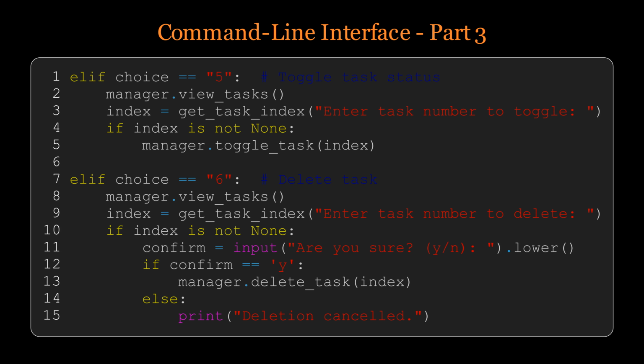For choice 6, deleting a task, we also show all tasks first and get the index. Then we add an extra safety step. We ask for confirmation. Deleting is destructive, so we prompt, "Are you sure?" and only proceed if they answer yes. If confirmed, we delete. Otherwise, we print a cancellation message. This prevents accidental deletions.